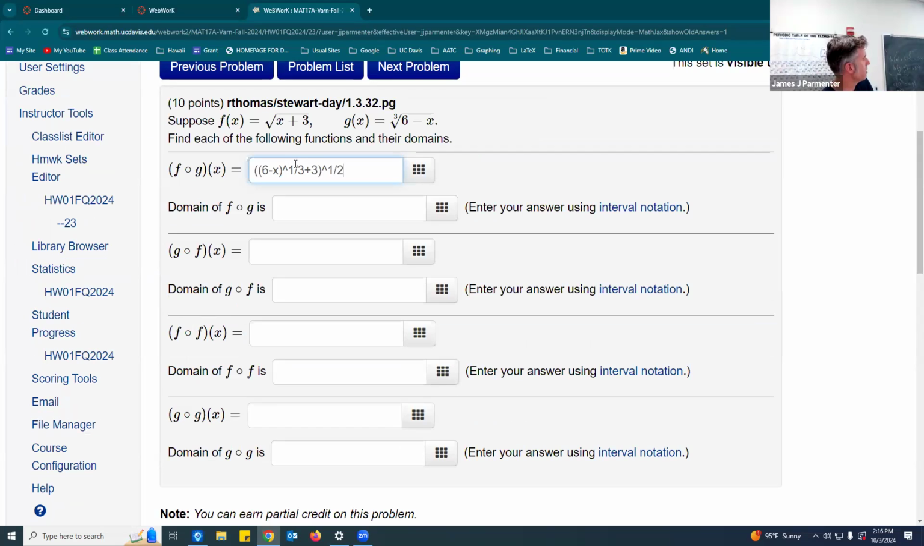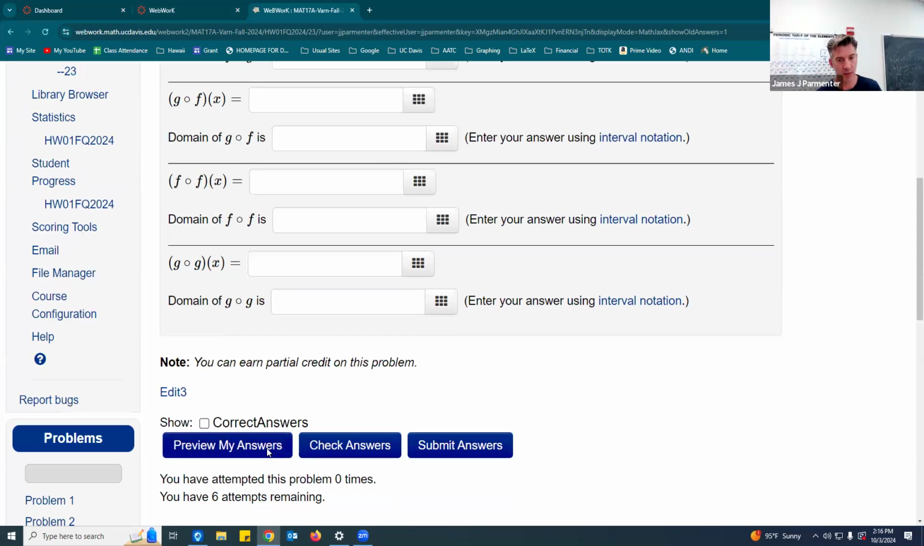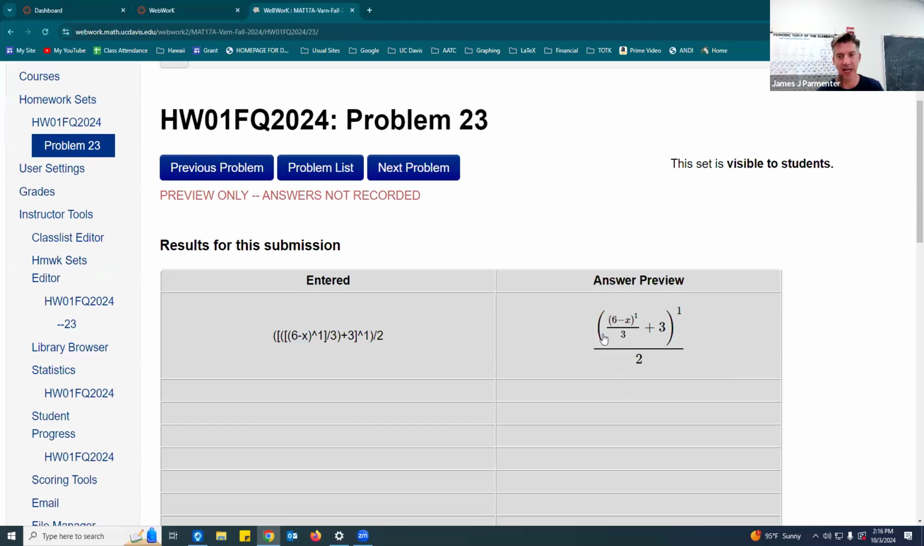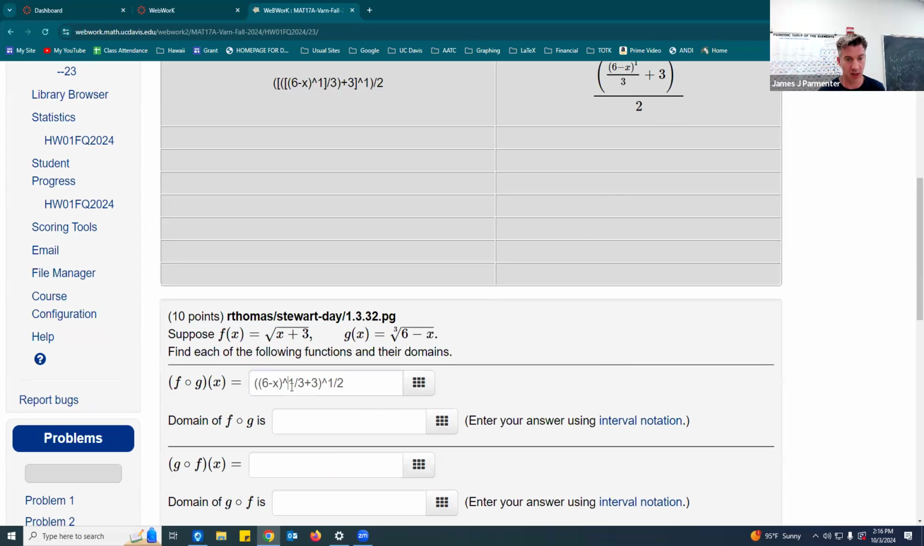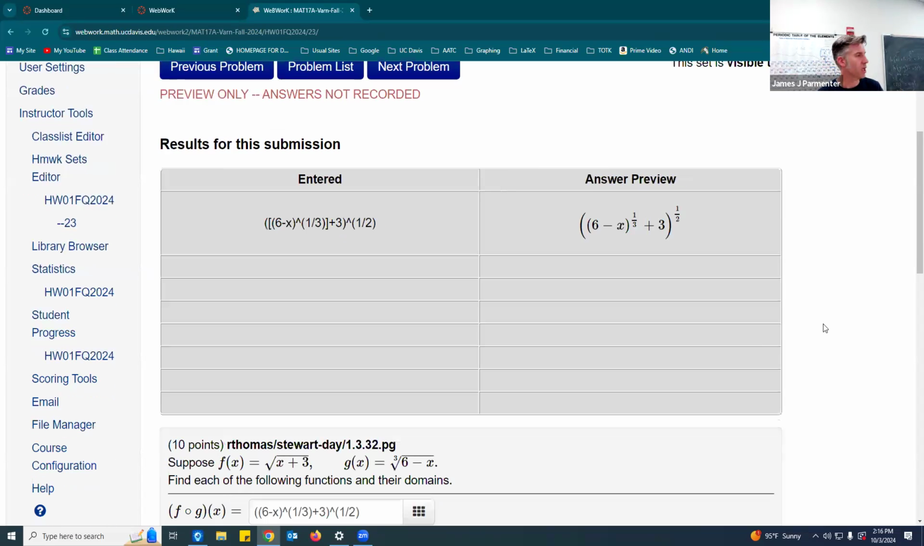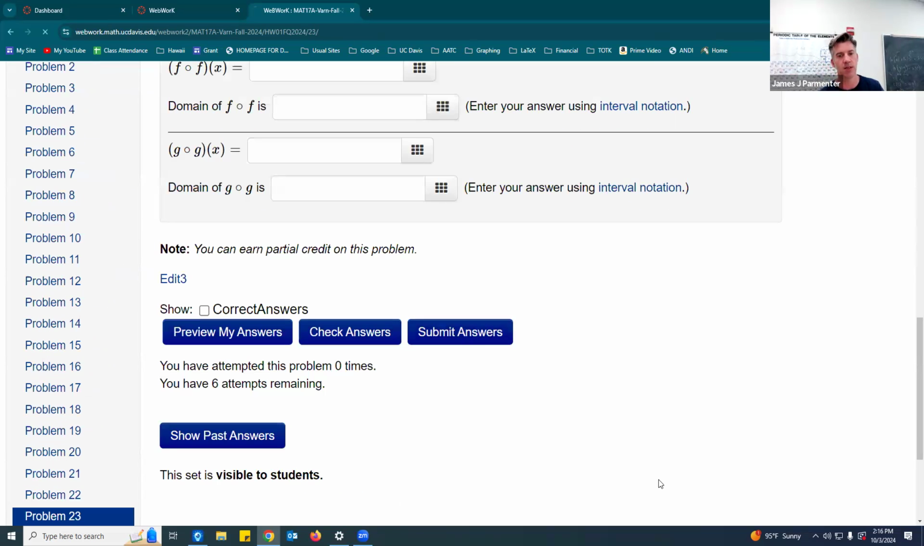If you're not sure about your answer being typed correctly, don't hit submit, hit preview. And that does not look so hot, right? I accidentally did 6 minus x to the 1 and then all divided by 3. So if your exponent is more than 1 character, you have to put it in parentheses. So I'm going to write this as 6 minus x to the parentheses 1/3, close the parentheses, plus 3, to the power of parentheses 1/2. And now it should look good. Let's submit it and see what happens.